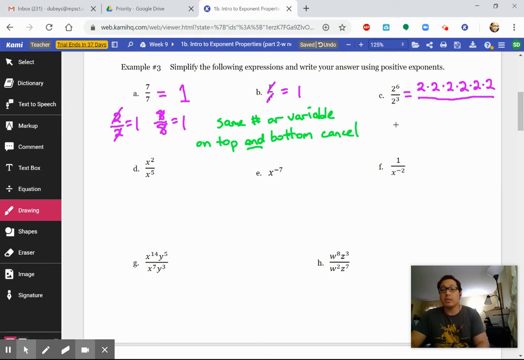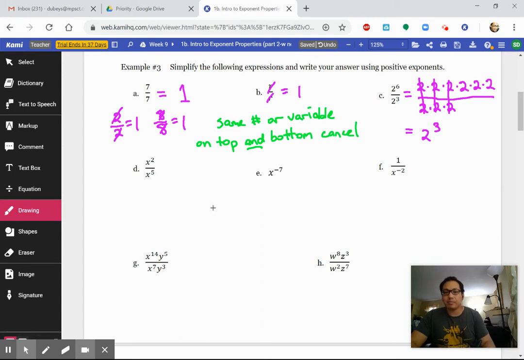What do we have on the bottom? 2 to the 3rd power. That means how many 2's do we have? We've got 3 of them, right? So now we've expanded out both the top and the bottom. And what can we do? Well, look, we've got the same number on the top and the bottom. Every time we've got the same number, each pair can cancel out. This 2 with this 2, this 2 with this 2, will cancel out, and so will this one. So really we're left with 2 times 2 times 2, or 2 to the 3rd power, if we then re-simplify that as an exponent.